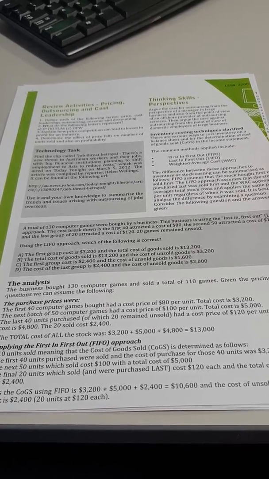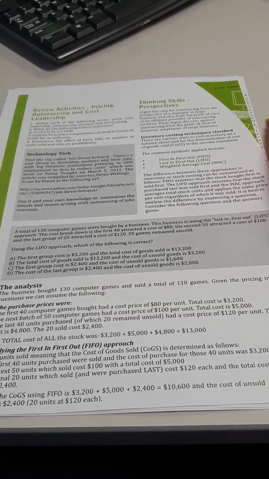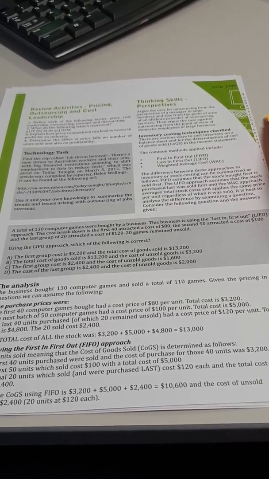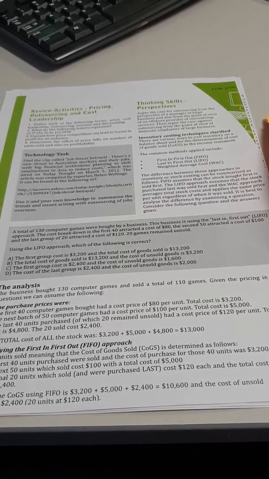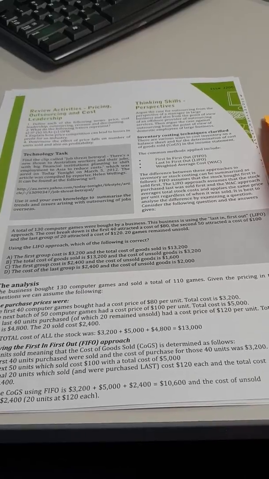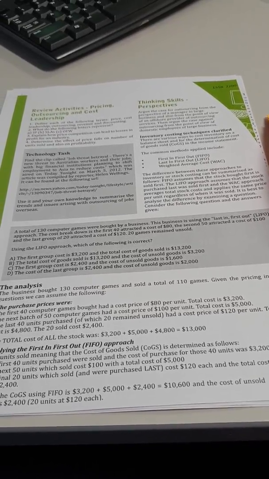They've bought 40 at $80, 50 at 100, and then 40 at 120. That's the key thing. They've bought 40 at 120, 20 of which are unsold. So I'm going to show you now how you would do this, and then we'll go look at the answers.